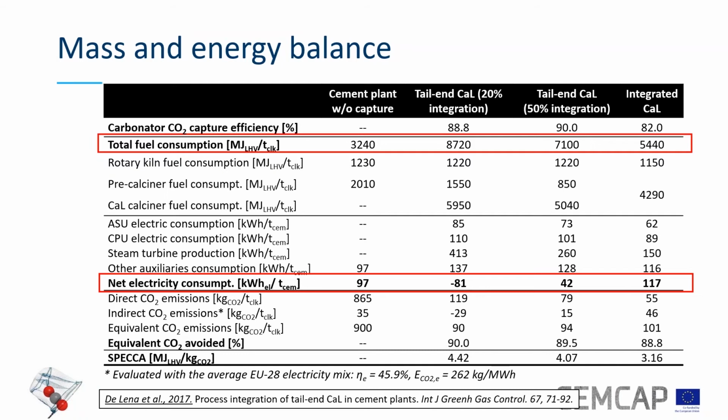For the other cases, again, net electric consumption is similar to the reference cement plant, which means that the steam cycle is producing enough power to compensate the energy consumption of the air separation unit and of CO2 compression and purification. Then we have the equivalent CO2 avoided, which means the CO2 avoided by the whole system, also including the indirect emissions avoided from electricity production, which are evaluated here with the average EU28 energy mix. And we have also the SPECCA index of around 4 for the tail end option and about 3 megajoule per kilogram of CO2 for the integrated case.